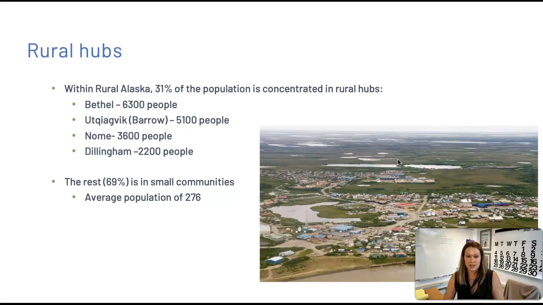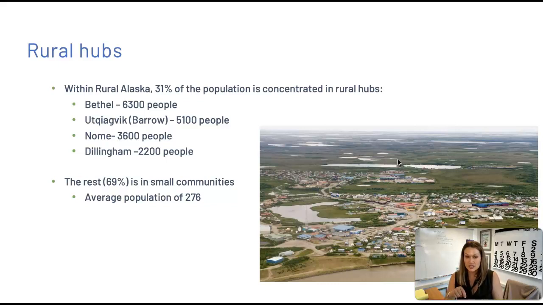The rest of rural Alaska, so almost 70% of rural Alaska, is organized mostly in small communities, which I'll talk about as villages most frequently in this class. And those villages have an average population of about 276.